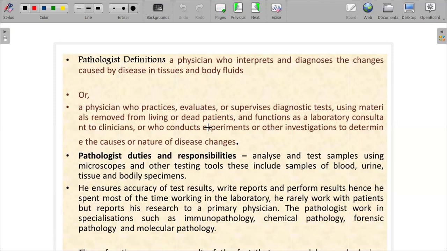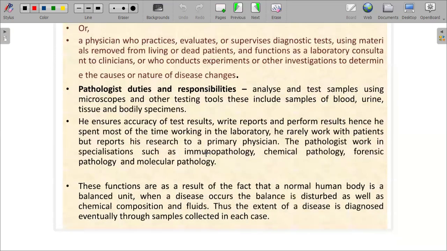So in other words, what you need to understand is that a pathologist traces the changes and the building up of a disease in a human body, understanding the balancing of the body fluids and other tissues of the body, which are done using materials that are removed from living or dead patients. In regard to that, a pathologist works as a consultant to clinicians and also conducts experiments and other investigations that would help to determine the causes or nature of disease changes that a person is suffering from. And then let us quickly look into the pathologist's duties and responsibilities.